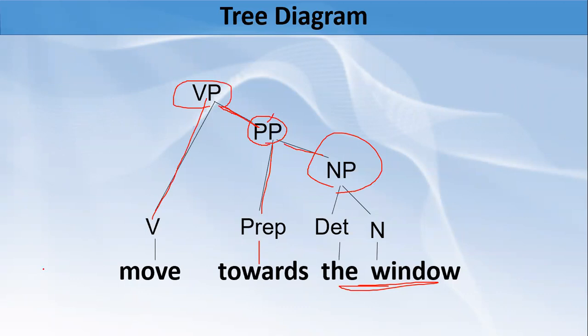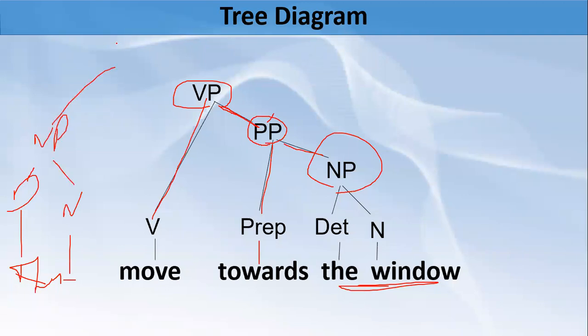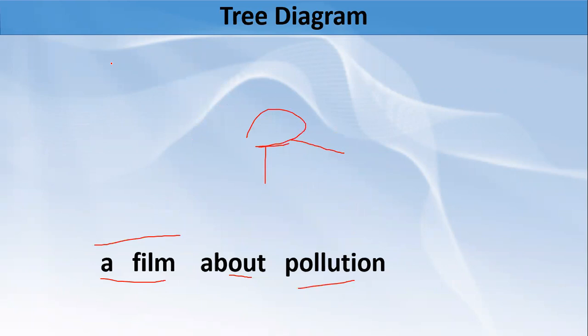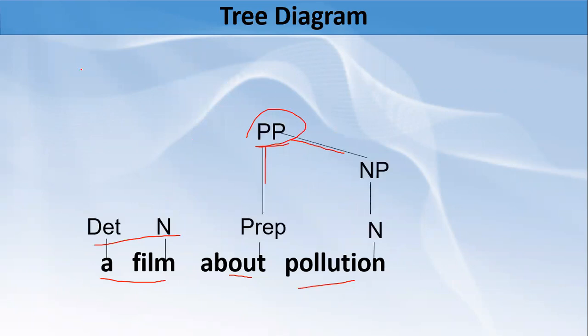Here, for example, if we say "the students": "students" is a noun and "the" is a determiner, so we have a noun phrase. A noun phrase plus a verb phrase gives us a sentence. Moving to this example, "a film about pollution". If I write, for example, "they" or "the students", "they watched". Now look at this.